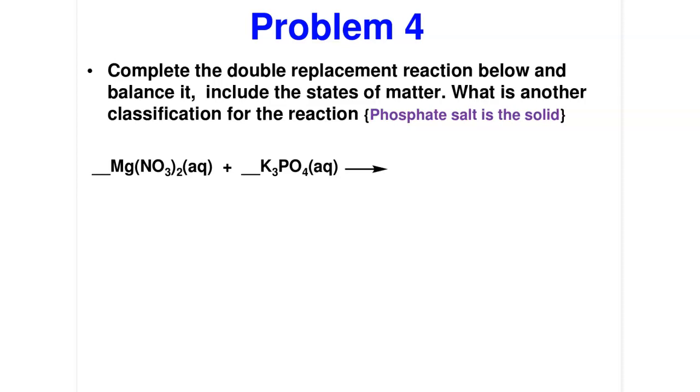In problem 4, it says complete the double replacement reaction below and balance it. Include the states of matter. What is another classification for this reaction? Now, look at the hint. It says what? Phosphate salt is soluble. So we know we're going to have a phosphate salt here. It's going to be soluble. That's going to tell us what the product is.